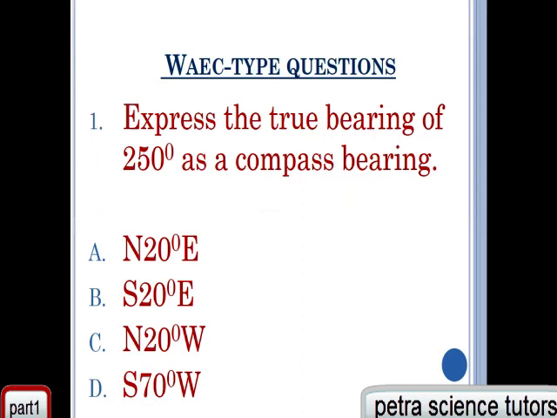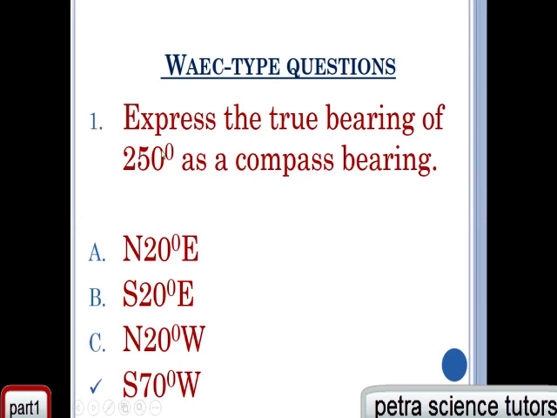You can sketch it. 250 degrees, is it in the first, second, third or fourth quadrant? You're going to find it in the third quadrant, because the third quadrant is between 180 and 270 degrees, and 250 is between 180 and 270 degrees. So the answer is D, south 70 degrees west.